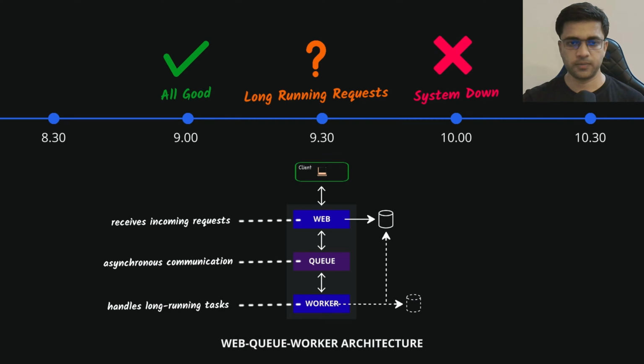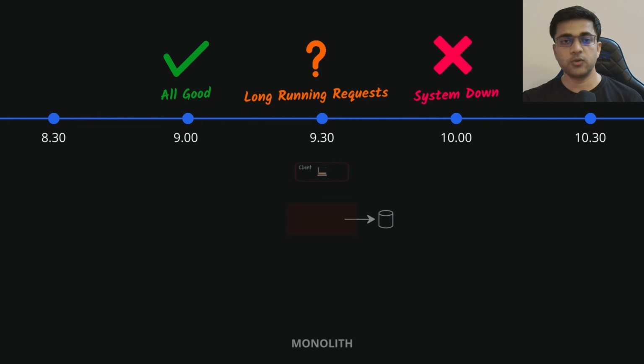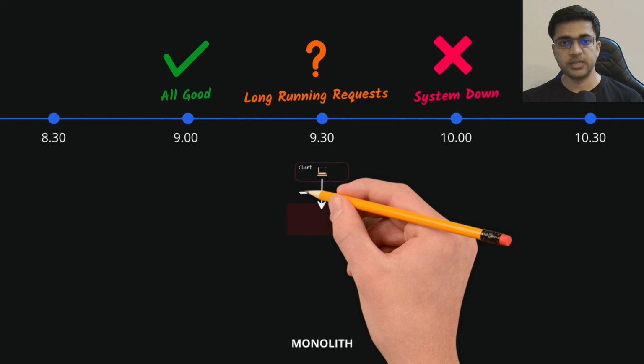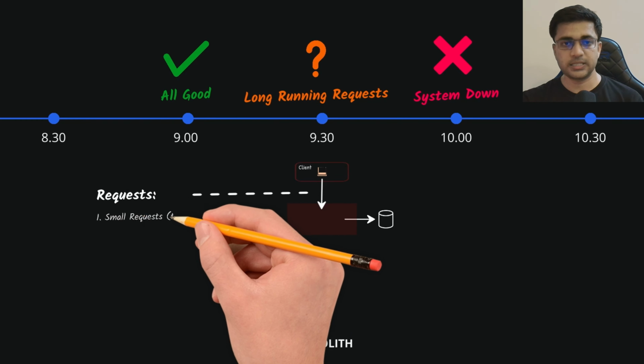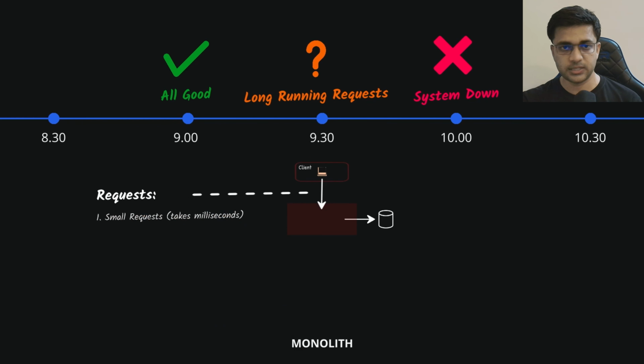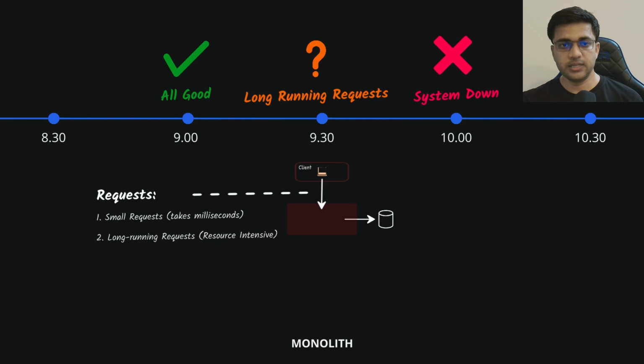This is the basic idea, but to really understand why this architecture matters, let's uncover what actually happened inside the system during that 1 hour. This was the monolith. It usually receives a large number of small requests from clients. Most of those requests are simple and they take only a few milliseconds to process. But along with these small requests, the same server also receives some long running requests. These requests take more time, they consume more CPU, and they keep the server busy for longer.